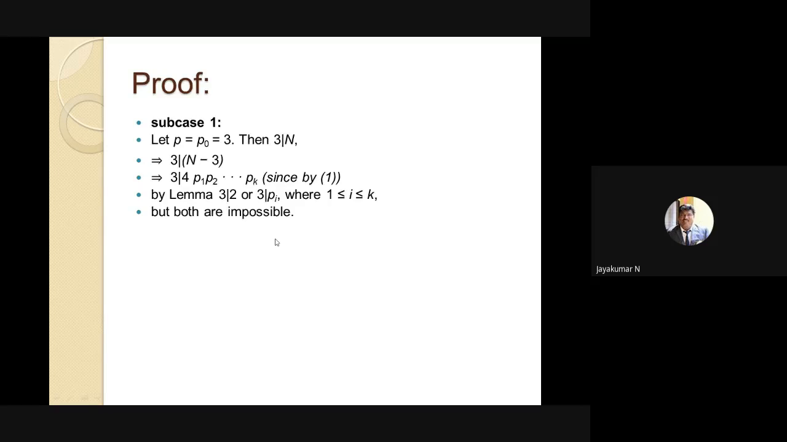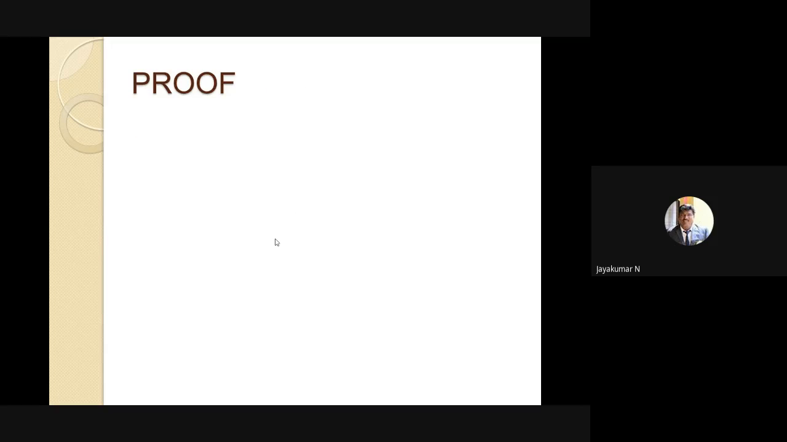So in case 1 we get a contradiction. That contradiction means P cannot be 3; 3 cannot be a factor of n. Subcase 2: P equal to a prime other than 3 whose form is 4n plus 3. So definitely P divides n.